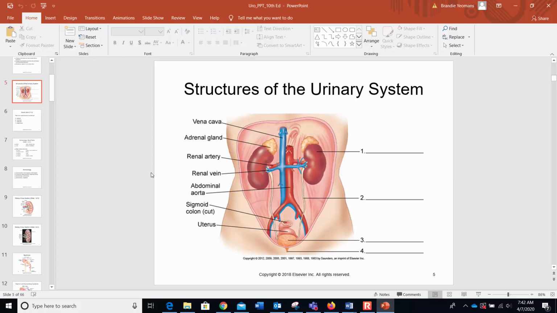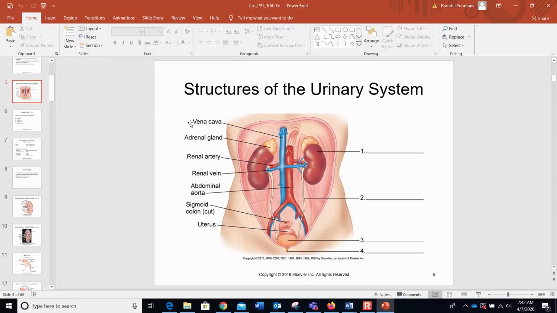So as you look at the primary organs here within the urinary system here on the screen, you will see that number one is actually pointing to the left kidney. Remember, whenever you're looking at the patient, it's kind of a mirror image. What appears to be on the right for us is actually the patient's left. So number one is the left kidney.